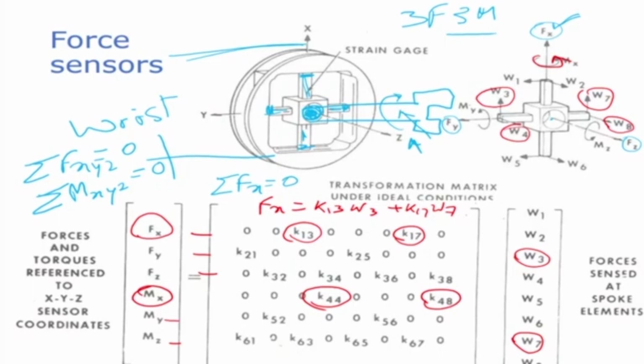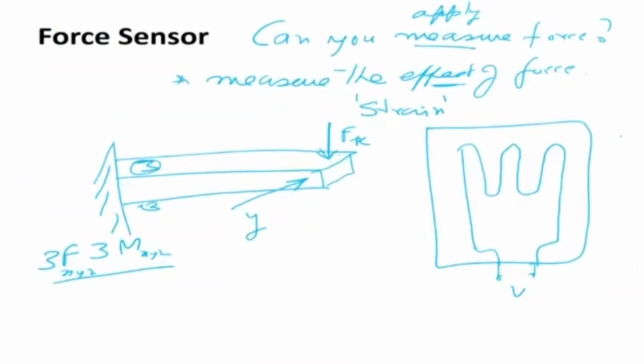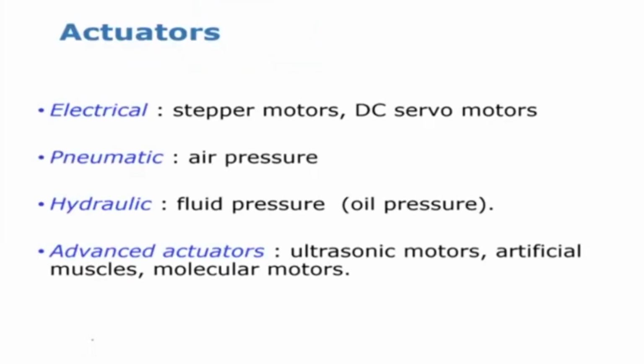So you observe something more very carefully. This is a 6 by 8 matrix. So it's a non-square matrix because there are 8 elements here. So it basically means that F is equal to K into W. This matrix is non-square, it is 6 by 8. So we have to calibrate it. What we need to do is calibrate. And how do we calibrate?